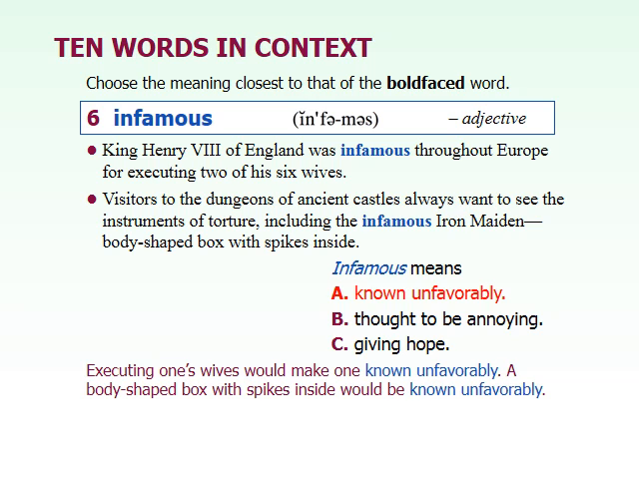So if someone is infamous, it means that they're very well known for doing something bad. So in the first example, Henry VIII is famous for killing two of his wives. In the second example, this device is famous for being a device of torture. So whenever you describe something or someone as being infamous, it really means that they're famous for doing things that are not good or that are negative.